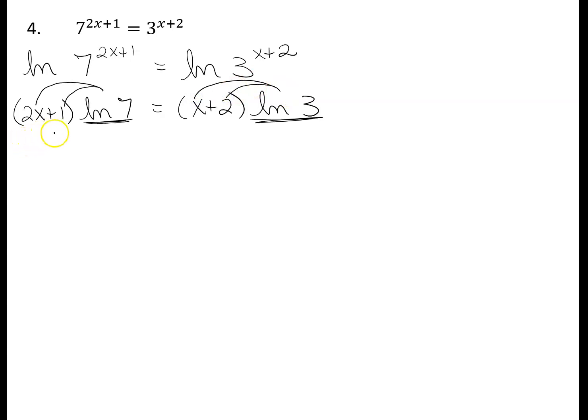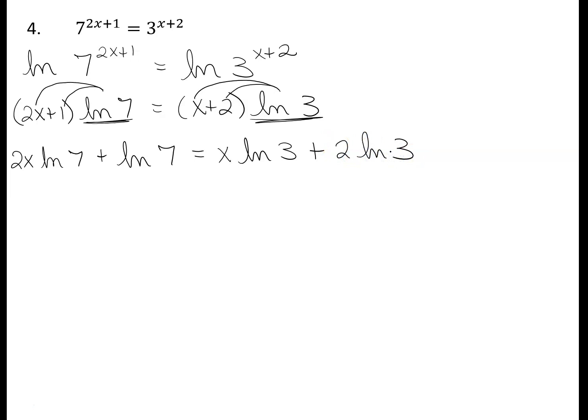So I'm going to write it like this. I'm going to put the 2x in front of the log 7 because if I put it behind, you might be tempted to actually take the 7 times the 2x, which it cannot, okay? So we're going to write it 2x log 7 plus, and then we're doing 1 times log 7, which is just log 7. Now on the right side, we're doing x times log 3 plus 2 times log 3. All right, so we got rid of the parentheses.